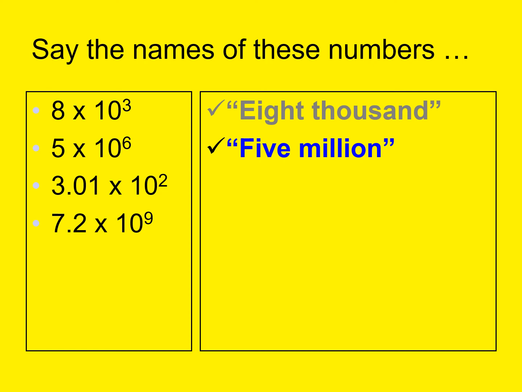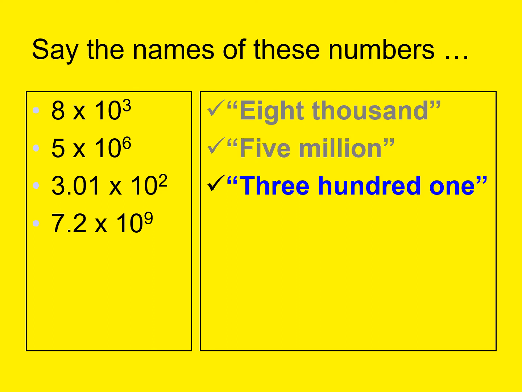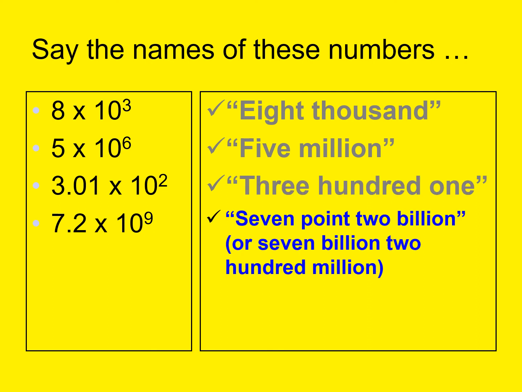We have some decimal numbers for the last two, and there's different ways of reading them. If they're relatively small, like the one shown in 3.01 times 10 to the second power, you just read the number. 10 to the second is 100, so 3.01 is 301. 7.2 times 10 to the 9th power, 10 to the 9th is billion, so you could read this as 7.2 billion. Or more properly, you would say 7,200,000,000.